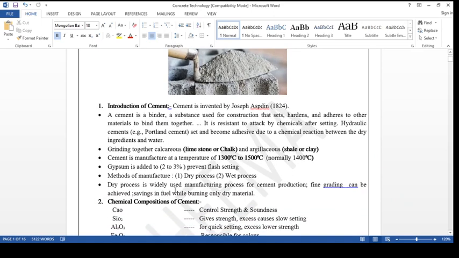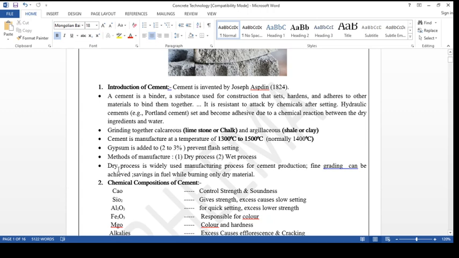Generally, in cement manufacturing industries, gypsum is added. The percentage of gypsum is 2 to 3% to prevent flash setting. And one more thing, what is the method of cement manufacturing? Here two types of methods are there: one is the dry process, one is the wet process.